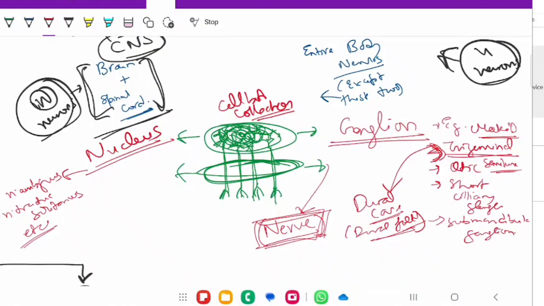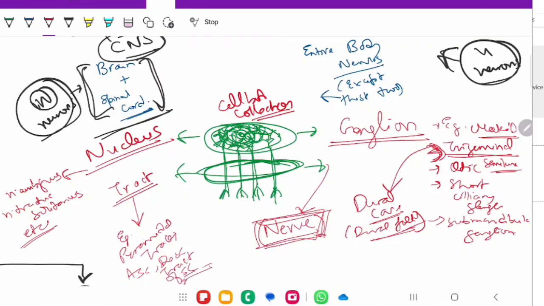So next question: what is this collection of axons named in the central nervous system? This collection of axons in the central nervous system is known as tract. Example, pyramidal tract, or even better, a famous example, the ascending and descending tracts of spinal cord. These are some of the names of collections of axons inside the brain and spinal cord. So these are the few terms.